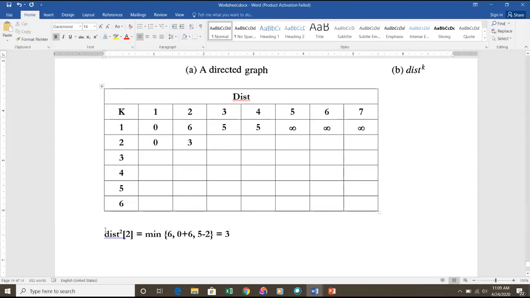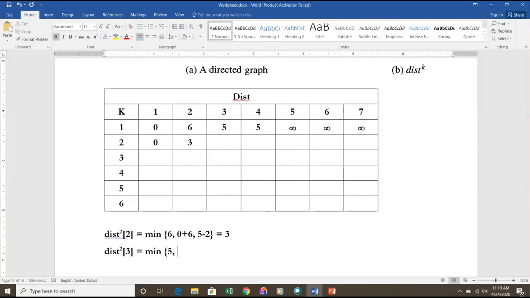Next, distance of 3. Distance of 3, this vertex. So first, what we should do is write the value of the previous step. What is the distance of 3 in the previous step? It is 5.